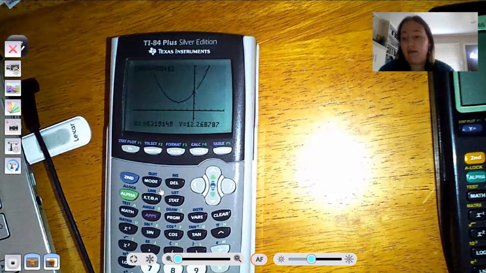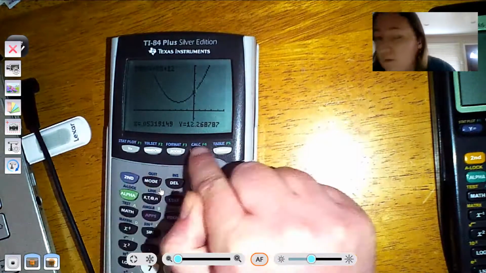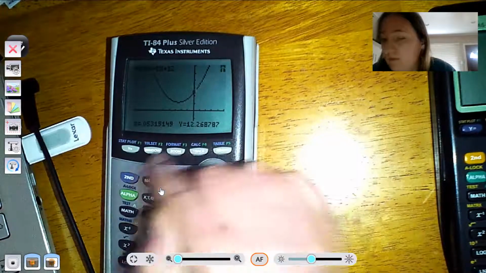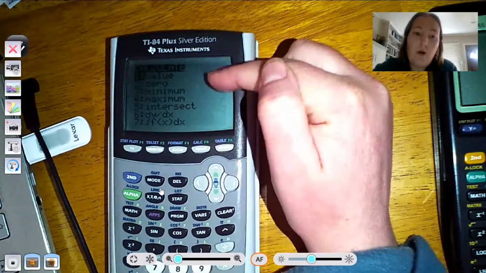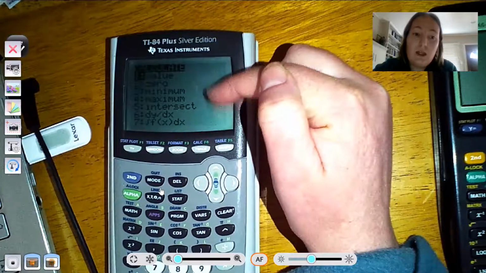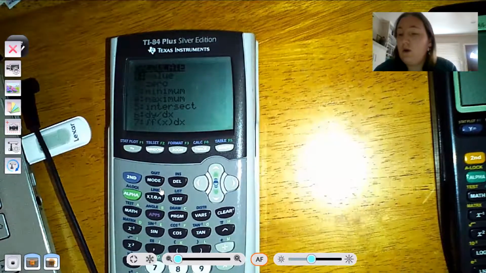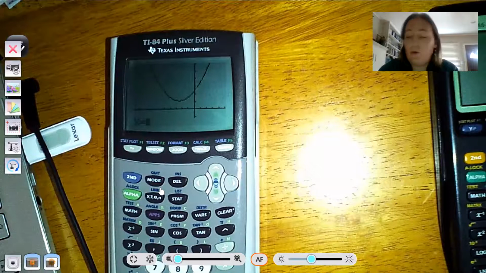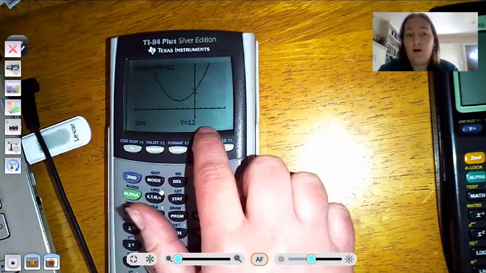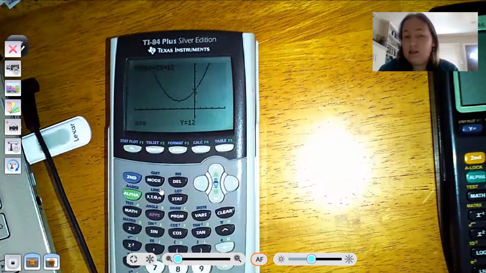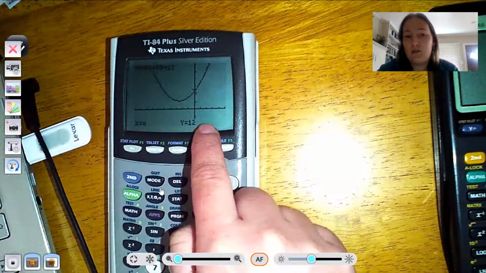So to get exact values, you want to use the calculate feature. The calculate feature has a couple that we're going to be using in this course, really the first 5. You can calculate a specific value. So when x is 0, that would be your y-intercept, by the way, you get a y of 12. X is 0, y is 12. So I just hit 0 and enter, and then the corresponding y showed up.